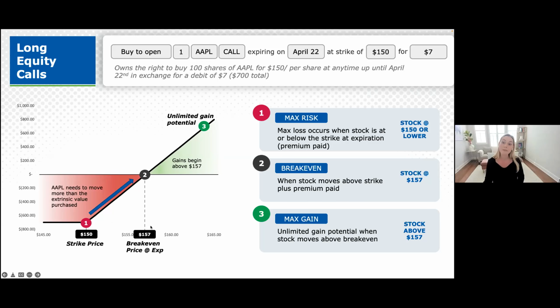And really the main takeaway from showing you this is, anytime you're buying an option, you're long the option, there is more to the option than purely what the contract is worth, that in the money or intrinsic value. There's this extrinsic value component or time value component that you have to overcome in order for it to be profitable. All right.